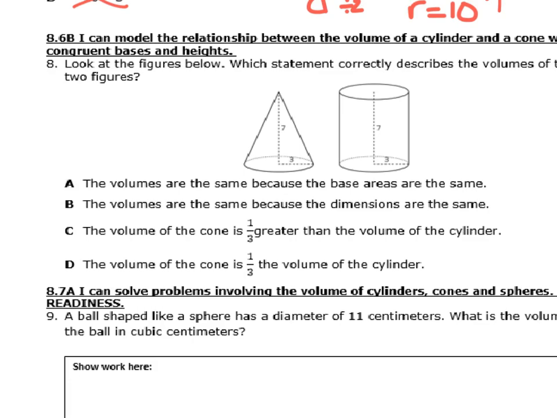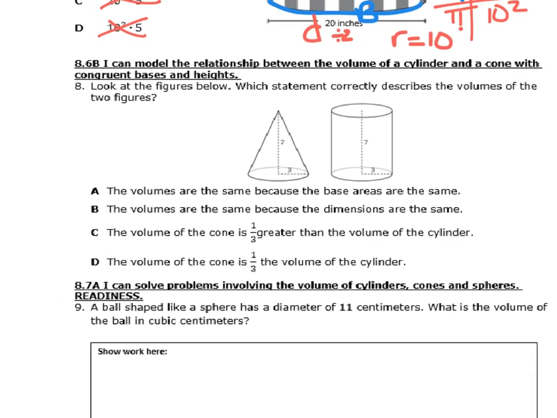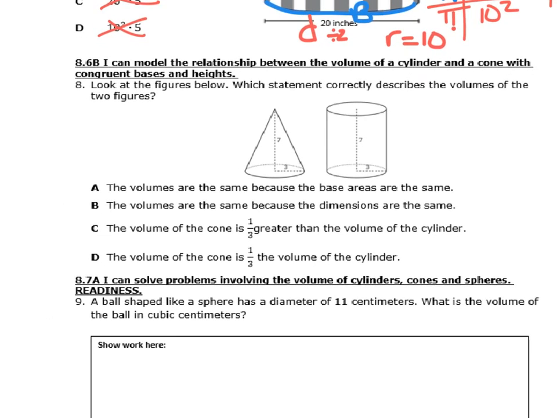8.6b. I can model the relationship between the volume of a cylinder and the cone with congruent bases and heights. Number 8. Look at the figures below. Which statement correctly describes the volume of the two figures? The volumes are the same because the base areas are the same.